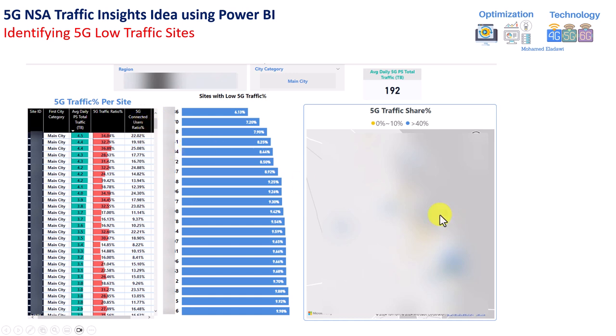So they can give you an estimation. Then you can start plotting this in the map, as you can see here. You can plot this in the map to see where the low traffic sites are. For example, the penetration is 0, 10%, and 40%. So you can know which areas are generating high traffic and which areas generate low traffic.